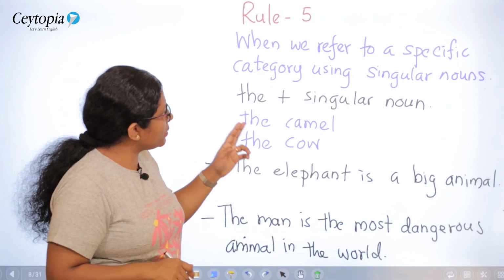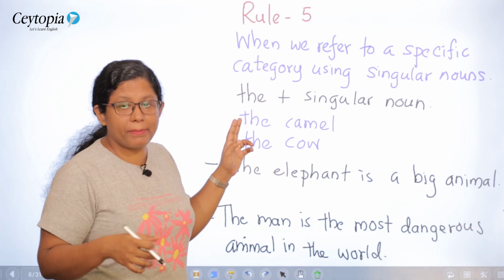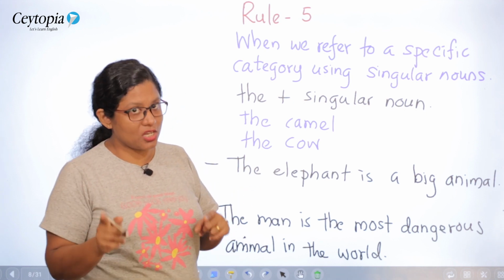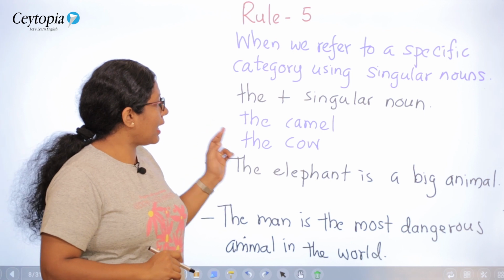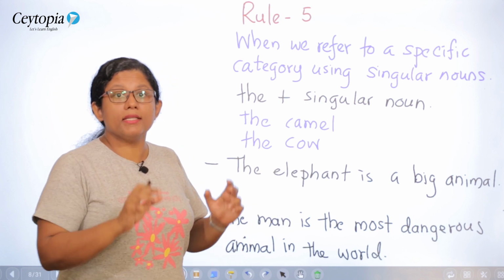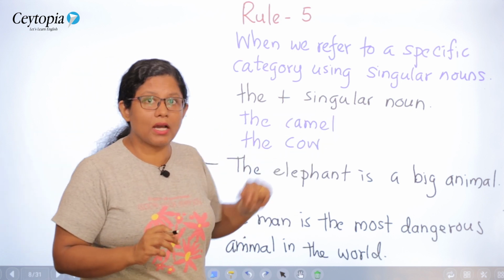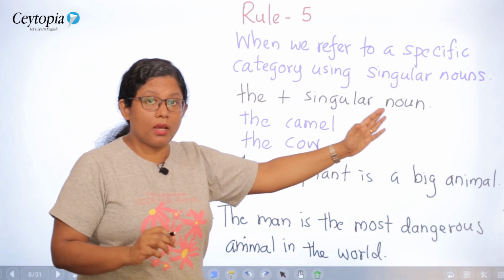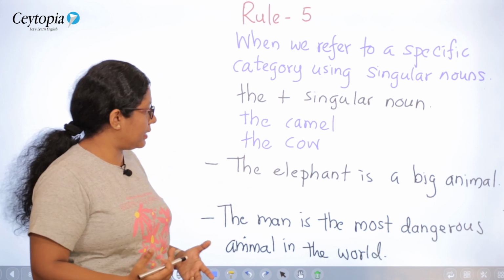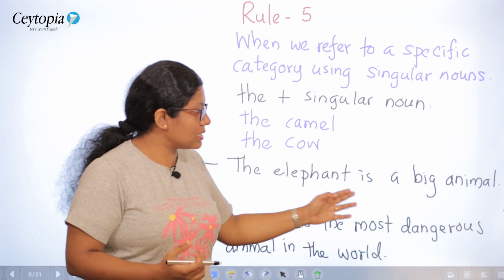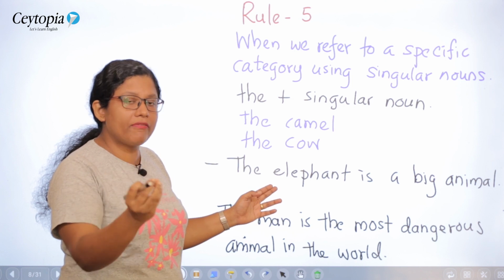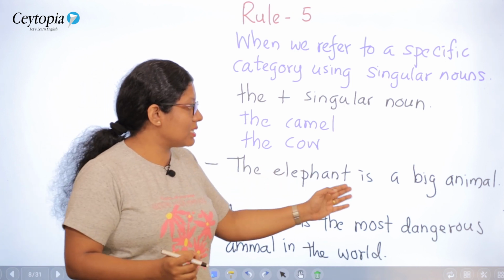When we refer to a specific category of people, animals, using singular nouns, we use the before such nouns. Example, the camel, the cow. We are referring to the group of animals in general, but we are using singular nouns. The plus singular noun, but the idea is plural. You are referring to the group of animals, group of people. Example, the elephant is a big animal. So you are referring to the kind, category, the type of animal, elephant. The elephant is a big animal.